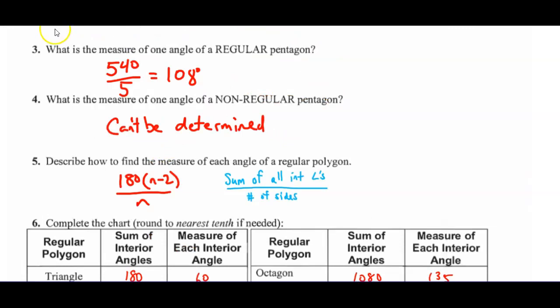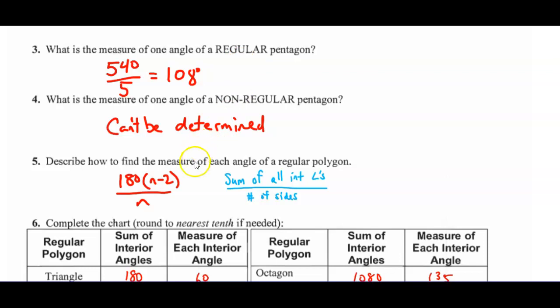So to find any one angle of a regular pentagon, I could divide the 540 by 5 and get 108. And that's because if it's a regular pentagon, all 5 of those angles are equal, so it's okay to divide by 5. But if it's a non-regular pentagon, dividing by 5 doesn't make sense because they're not all the same. So I would need a lot more information to be able to tell what those angles are.